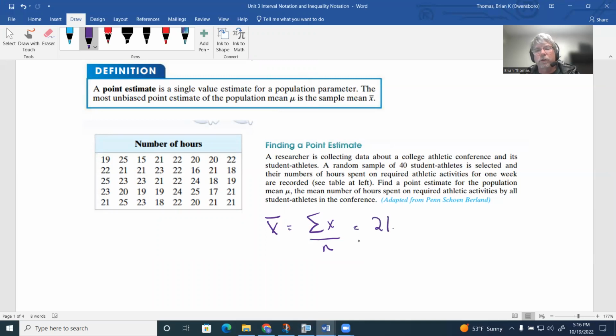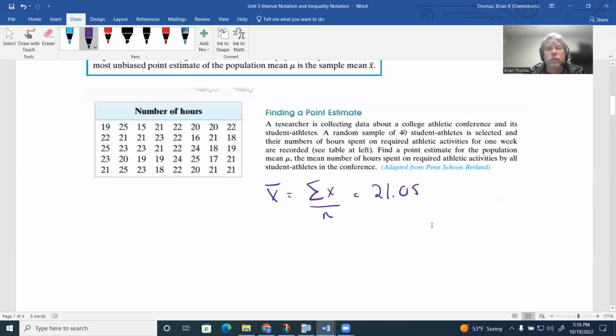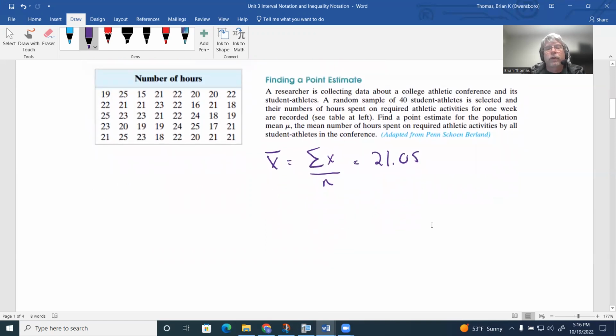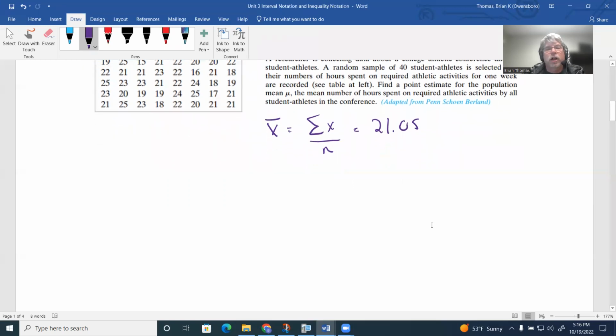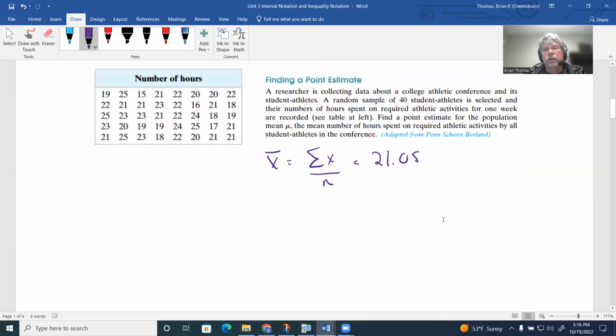So that would be a good estimate of about how many hours a student athlete is working in 1 week. So we have what's called a point estimate. But now if you picked a specific athlete, do you think that athlete would have worked exactly 21.05 hours? Chances are that's not going to be exactly true. So this is only an estimate of all the athletes. And again, we're using this mean here to represent the population. And again, we can do that since we do have a random sample of 40 student athletes.